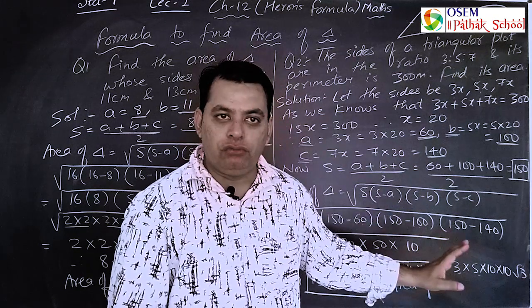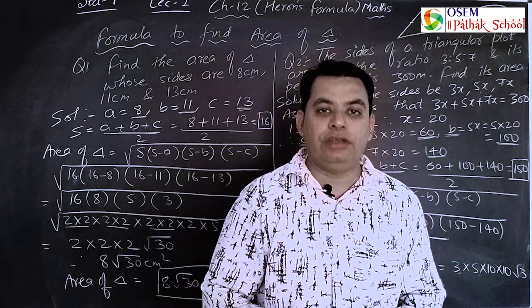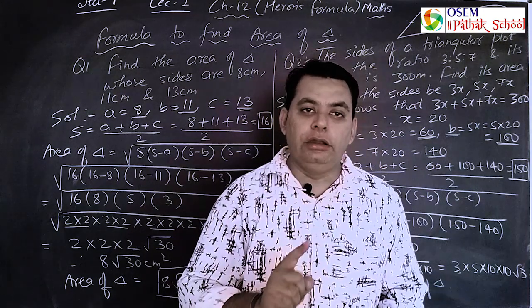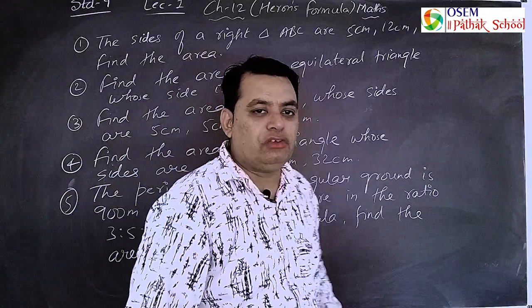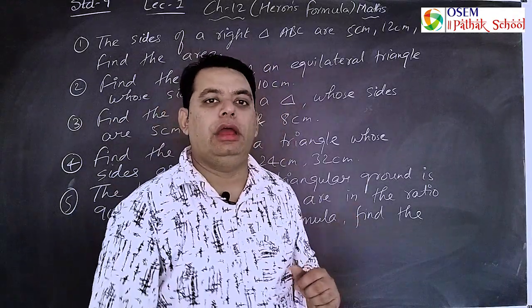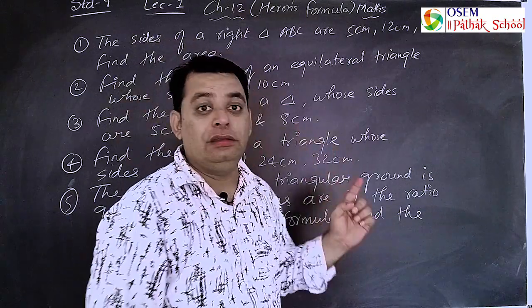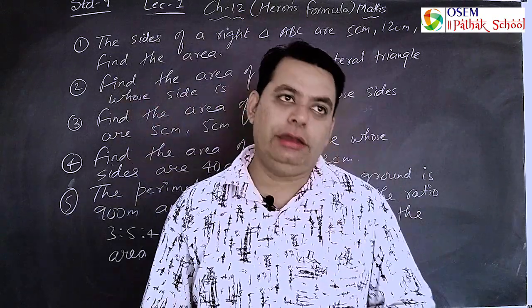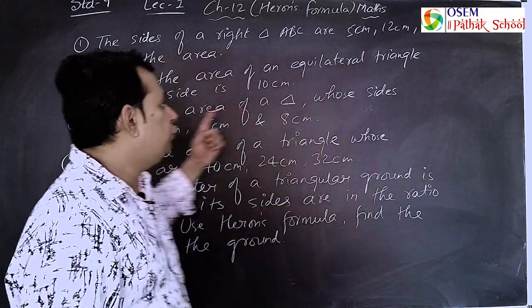Hope you have understood this topic. I am giving you some sums for practicing. Please practice this by yourself. Use Heron's formula only, and you will get the sure and certain answer. Now students, I have explained how to find the area by applying Heron's formula. Now here are some questions that you have to solve by yourself, to find the area of triangles. The questions are over here.